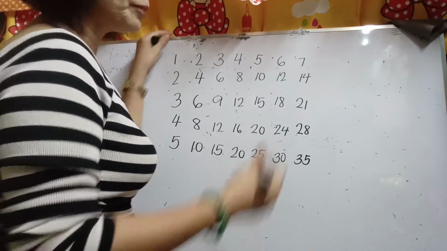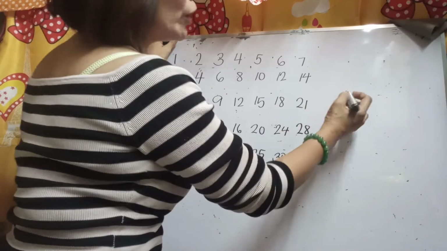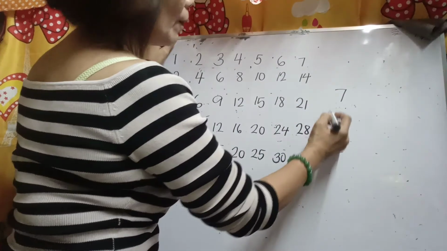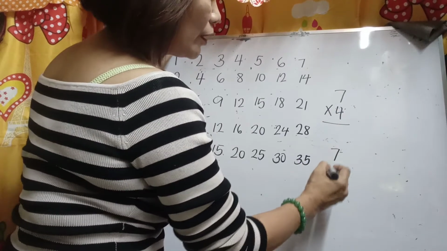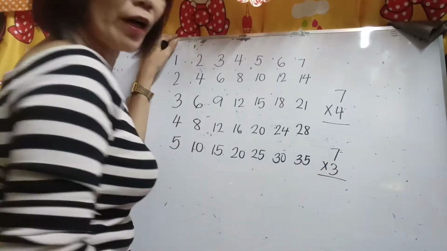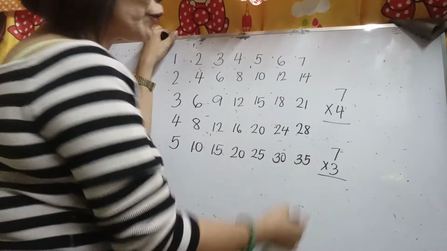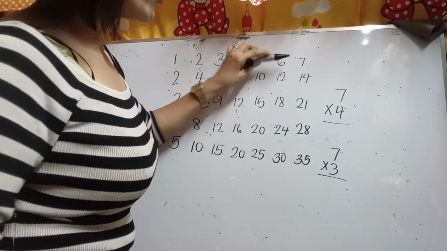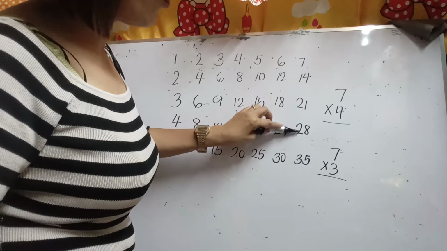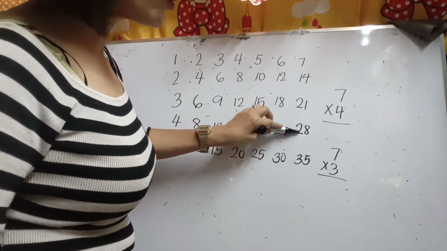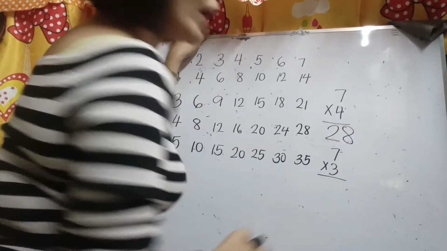So, let's say, halimbawa, meron kayo doong 7 times 4. Or you have there 7 times 3. Okay, so mga grade 2, this is for you. Sabi ninyo dyan, 7 times 4. So punta kayo dito sa 7. We have here 1, 2, 3, and then 4. Dahil andito yung 4, yun yung pinakasagot na ninyo, para mas madali ninyong maintindihan.